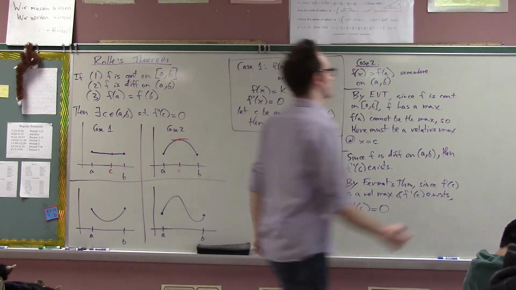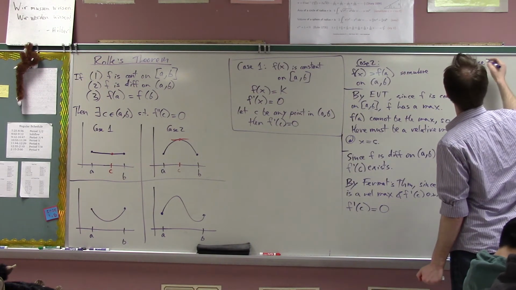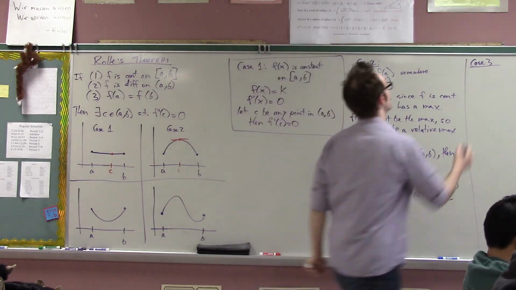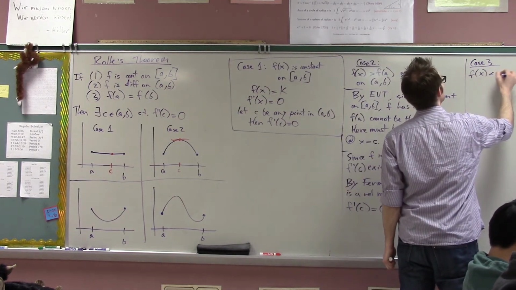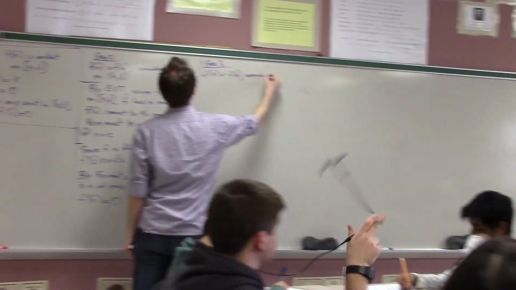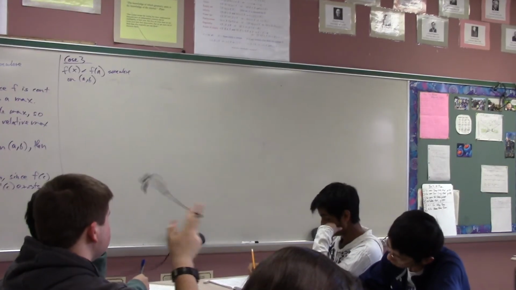All right, case 3. What's case 3? Yes, f of x is less than f of a somewhere on the interval a, b. Okay, so now we're here in case 3.